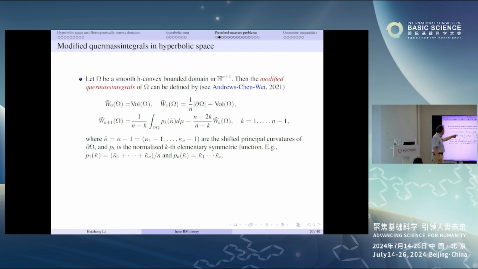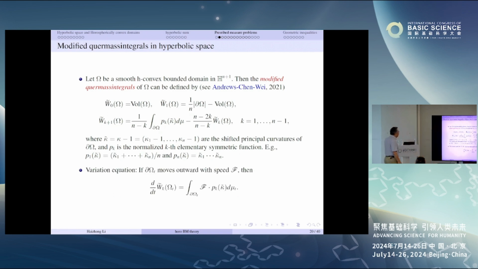And so on. We can define W_{k+1} tilde as a combination of W_k tilde with the integral of P_k tilde, where kappa tilde is the shifted principal curvature. The principal curvatures kappa 1, kappa 2, up to kappa n give shifted principal curvatures kappa 1 minus 1, kappa 2 minus 1, and kappa n minus 1. Shifted principal curvature is important in our theory, because we introduce the symmetric tensor Aij, which has a relation with kappa i minus 1, not kappa i directly. Okay, we use this modified quermassintegral.